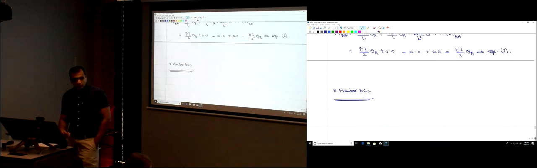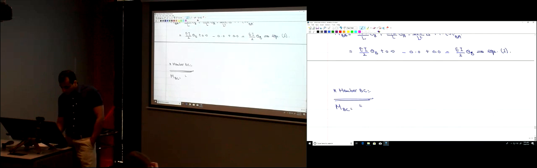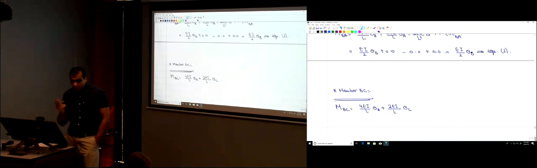I still need to write it again for member BC. The two ends of member BC. So that's going to be MBC. So how to write it for that end? 4EI divided by L, theta B, plus 2EI divided by L, theta C, not theta A. There is no A here. The two ends of the member are B and C, minus 6EI divided by L squared, delta, plus the fixed end moment BC.